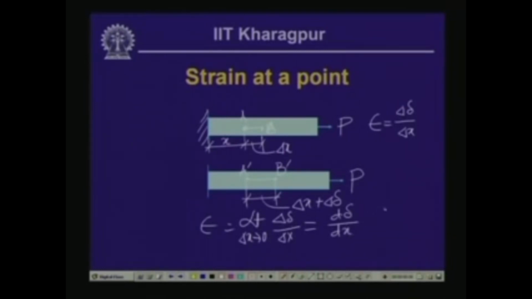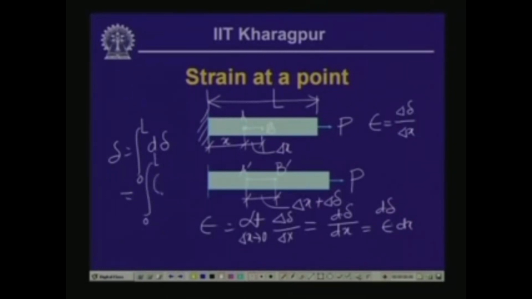Hence, d delta is equal to epsilon dx. So, over the length L, if this is the length of the member, then over the entire length the deformation delta, which is integral 0 to L d delta, is equal to integral 0 to L epsilon dx, and this is the deformation if the strain varies along the length of the bar.